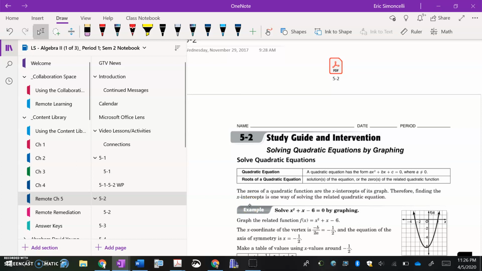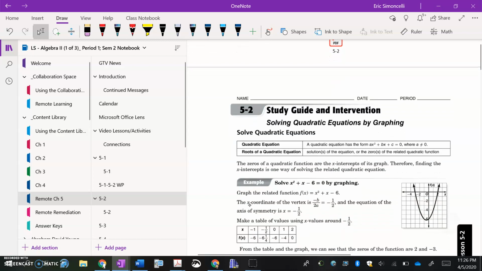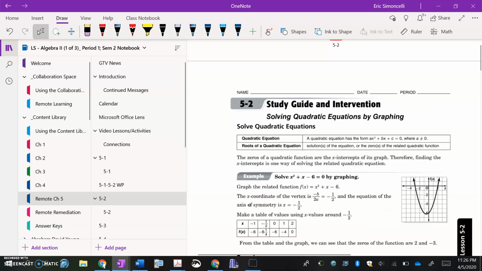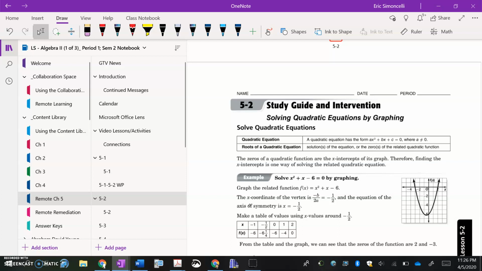So we're going to take a look and kind of gauge, with this very first example, the techniques that are probably already in your toolbox from Algebra 1, but we're going to attack it probably a little bit differently in some instances. Solve x squared plus x minus 6 equals 0 by graphing.